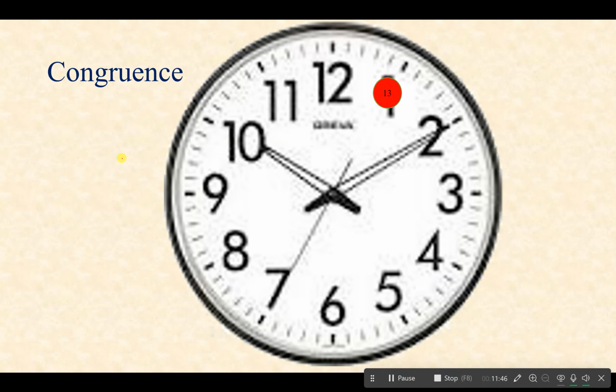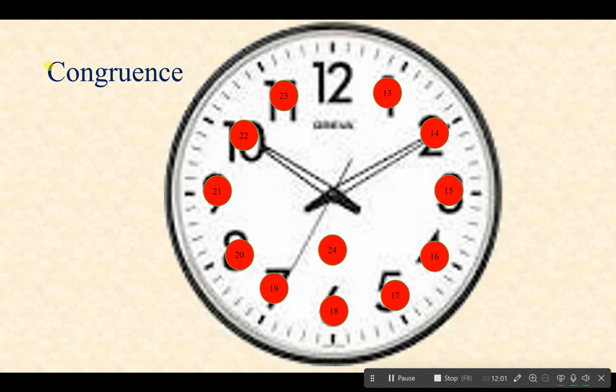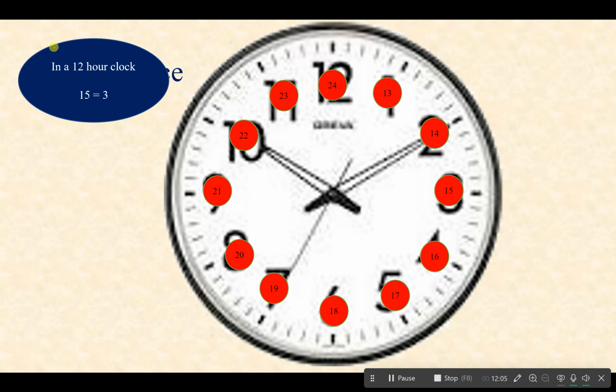Next we'll come to congruence. As I already told you, after 12, the numbers are wrapping around. So instead of 1 we have 13, 14, 15, 16, 17, 18, 19, 20, 21, 22, 23, isn't it? So the numbers are wrapping around. That means in a 12-hour clock, 15 is congruent to 3. 15 is equal to 3. So in a 12-hour clock, 15 is as good as saying 3 o'clock.